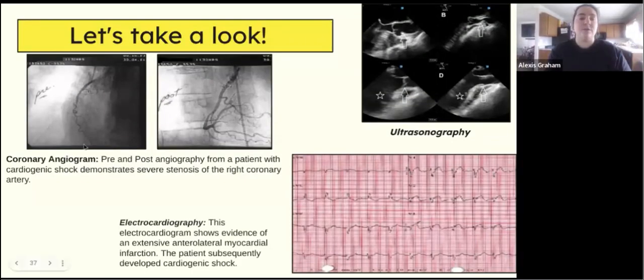And then the coronary angiogram shows the pre and post from a patient with cardiogenic shock. They are demonstrating severe stenosis of the right coronary artery. And then you also have the ECG. This is showing the evidence of an extensive anterolateral myocardial infarction. The patient subsequently developed cardiogenic shock after this.